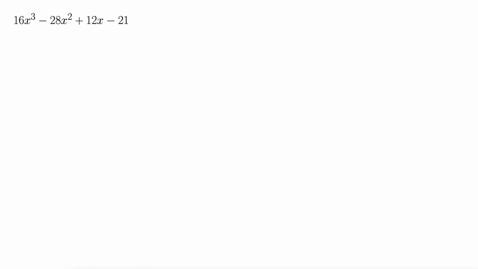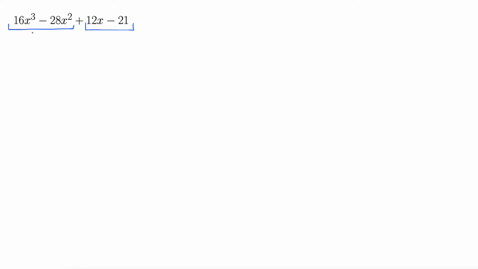Okay, 16x cubed minus 28x squared plus 12x minus 21. All right, well, we see 4 terms. First thing you try anytime you see 4 terms is the grouping method. So here we go. We'll group the first 2 together and the last 2 together. Okay, that's the first thing to try. It doesn't always work, but often it does.